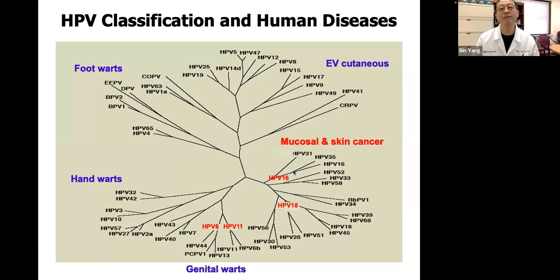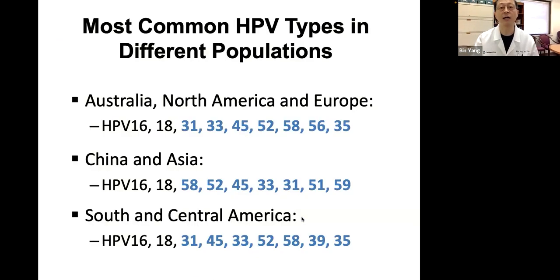This is a phylogenetic or taxonomic map of the most common HPV types linked with human disease in the skin and mucosa. You can see this red tree, especially HPV 16 and 18, HPV 6 and 11. These are the most common HPV types associated with cervical, anal, and vulvar squamous and glandular dysplasia.